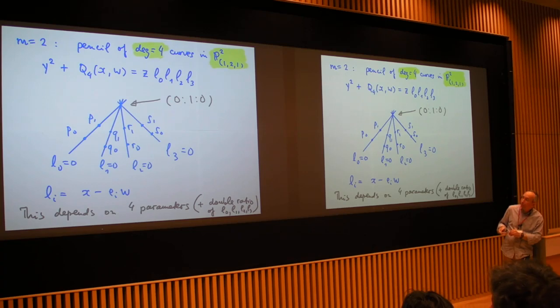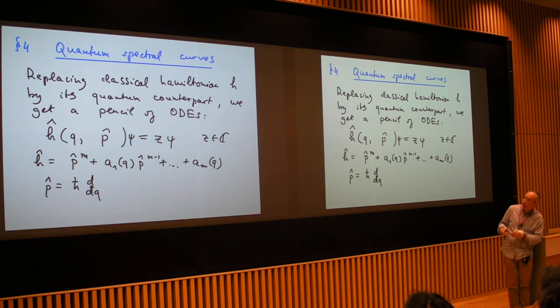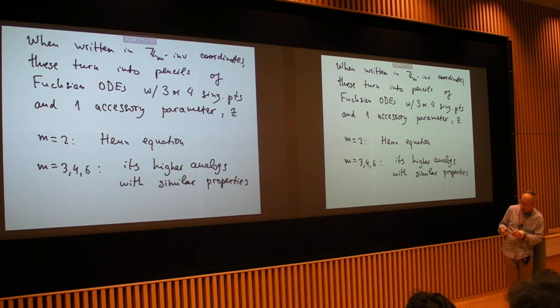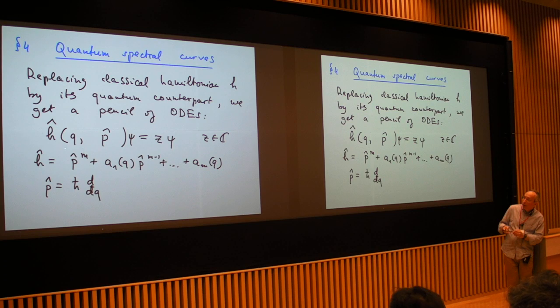Now, I have 3 minutes just to say something about the quantum spectral curve. In this case we can be guided by the theory of Chalykh algebras, because they exist at the quantum level as well, and in the formulas for the Hamiltonian you can just replace the Hamiltonian by its quantum Hamiltonian. Then you view this as a differential equation for some function psi, with z being a spectral variable. And this will be an ODE of order m, 2, 3, 4, or 6, with elliptic coefficients. And p hat is just the quantum momentum.